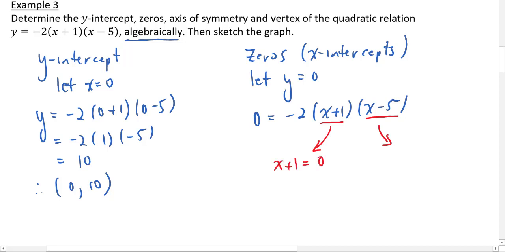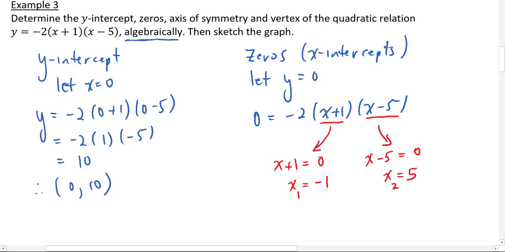If I make that equal to 0, I can solve for x, and I get x is equal to -1, which a lot of you could have seen from inspection. If I put -1 in for the x value, I'm going to get -2 times 0 times -6, which is 0. Similarly, if I take the other side, x minus 5, and I solve for that factor, I get x equals 5. We call these our zeros.